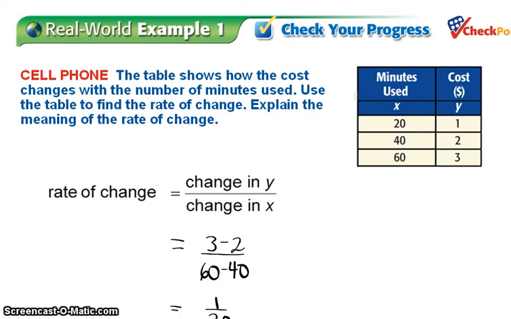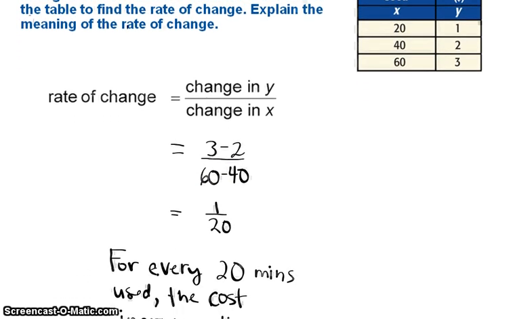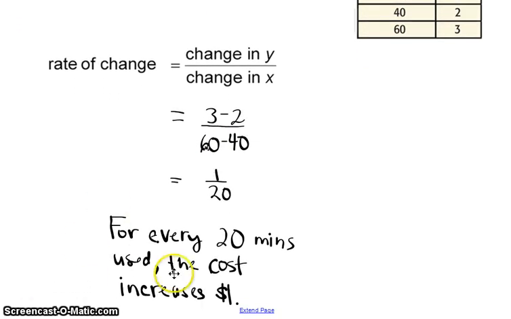So 60 minus 40. I reduce that, I get 1 over 20. Now there's a couple ways you can write this. I wrote it as for every 20 minutes, the cost increases by $1. You could also write it the other way. If you simplified this to 0.05, you could say that it costs 5 cents every minute, and you could also write your answer that way.